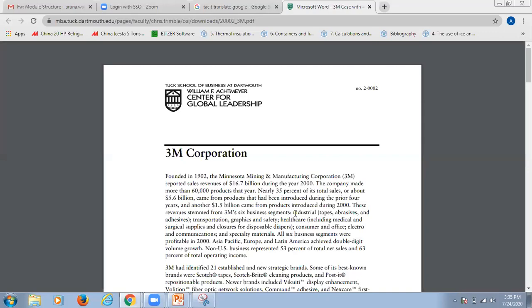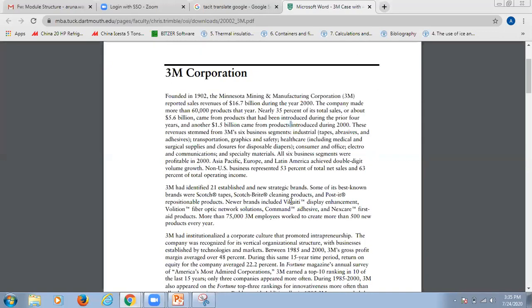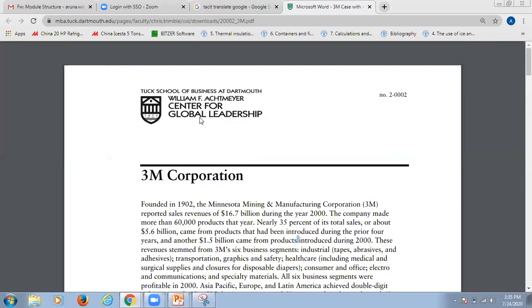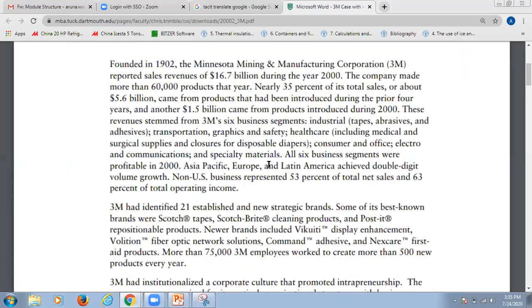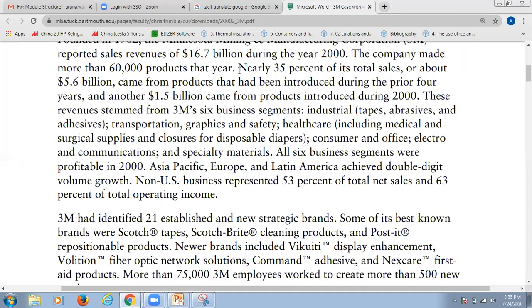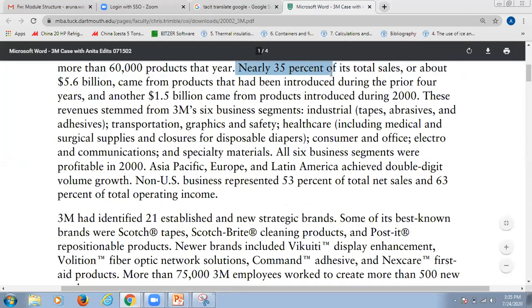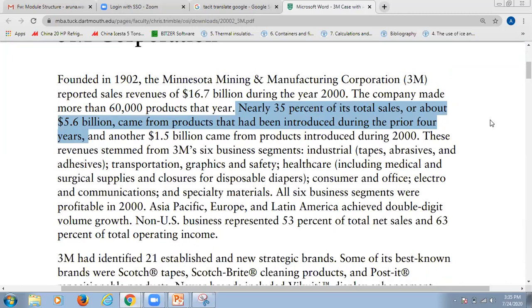It's an article about 3M Corporation. This is a US, some UK article, maybe. See, nearly 35% of total sales came from products that had been introduced during the prior 4 years. See, sales are in billions. So 5.6 billion from the latest innovations.